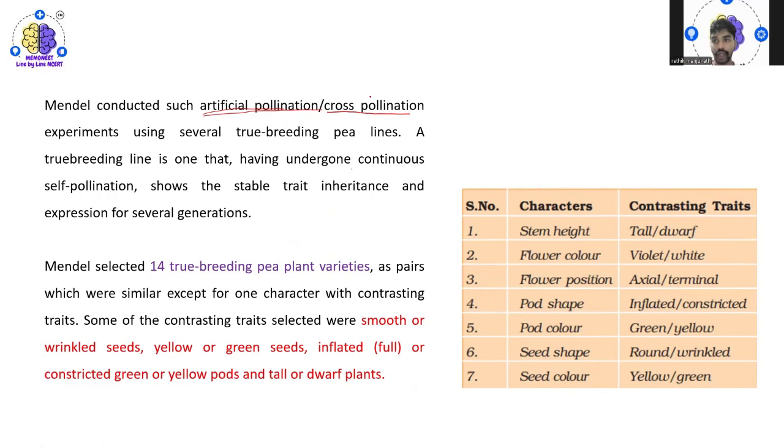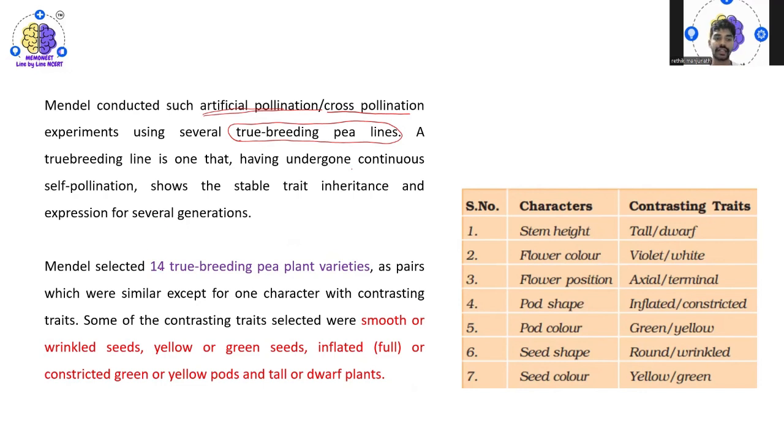So it is a cross-pollination experiment using several true-breeding pea lines. Pea lines are nothing but pea plants. True means original, wild type. A true-breeding line is one that has undergone continuous self-pollination. Getting it? So it has not gone through pollination with some other plants. Rather, self-pollination shows the stability of trait inheritance and expression for several generations. Once the character has not been divided or distributed, rather it has been passing from generation to generation, they are called true breeds.